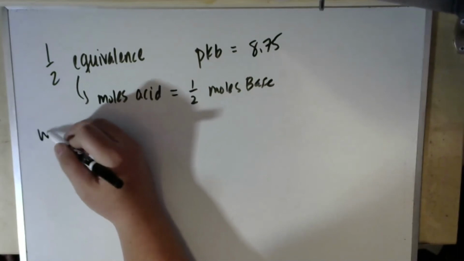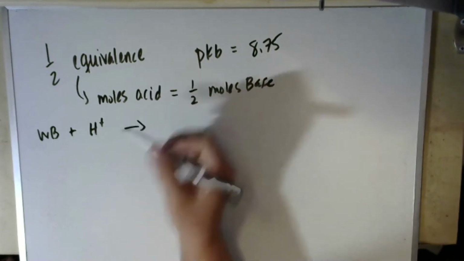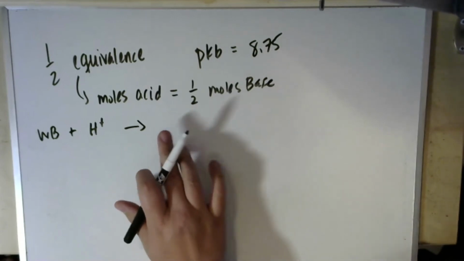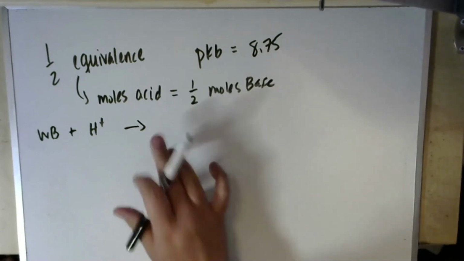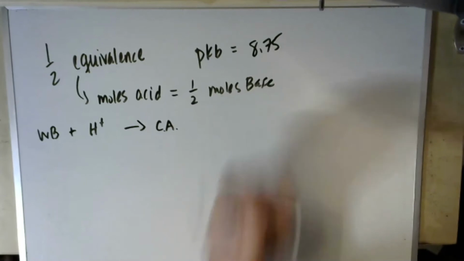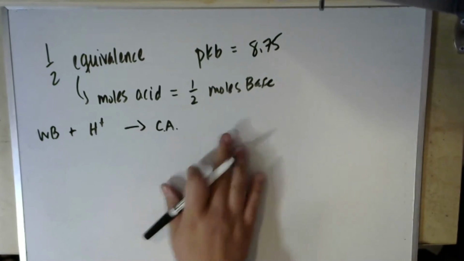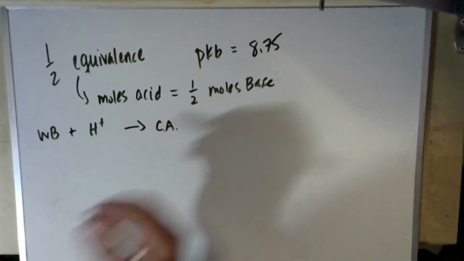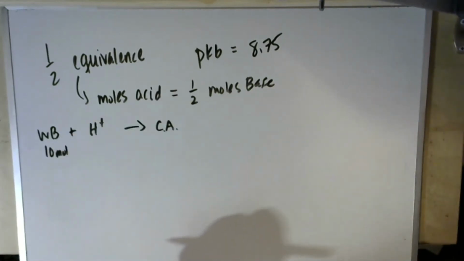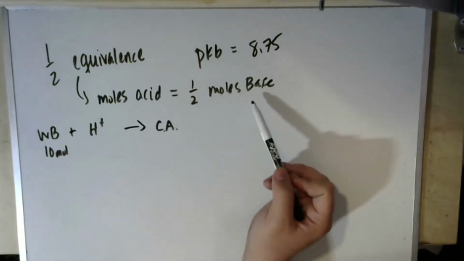If I have a weak base and I'm going to be adding a strong acid to it, what I'm going to end up with on the product side is the formation of water and the formation of the conjugate acid. So I'm going to have my weak base. It's going to form the conjugate acid and water. Let's say I started with 10 moles of my weak base. And at half equivalence, the moles of acid that I'm adding is going to be half the moles of the base that I started with.